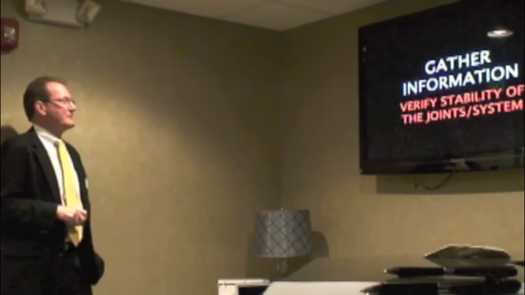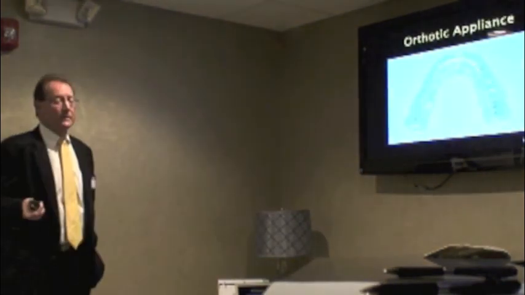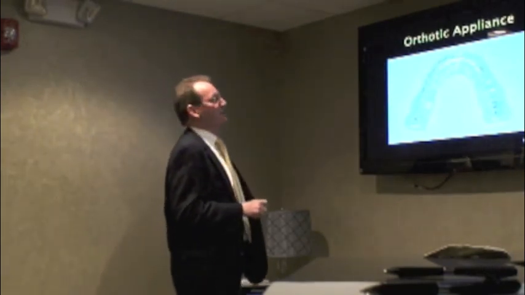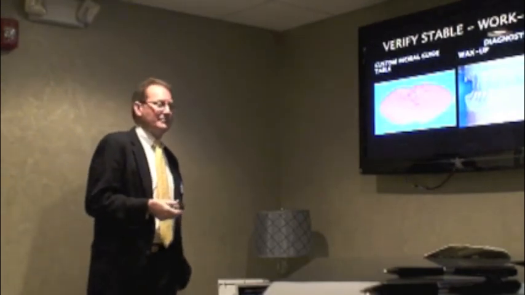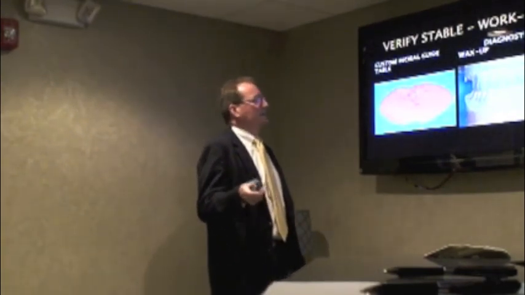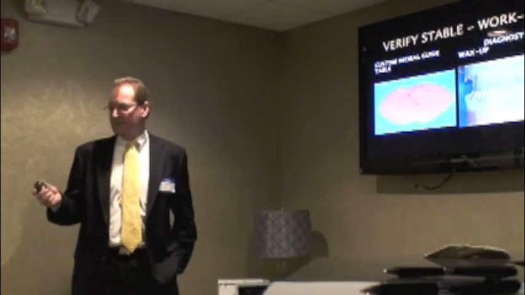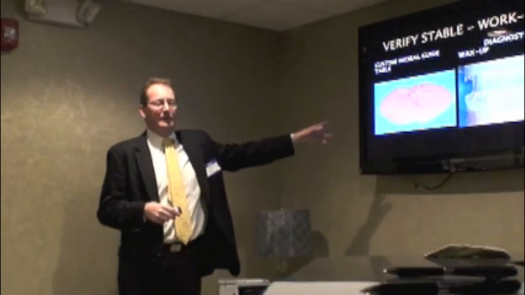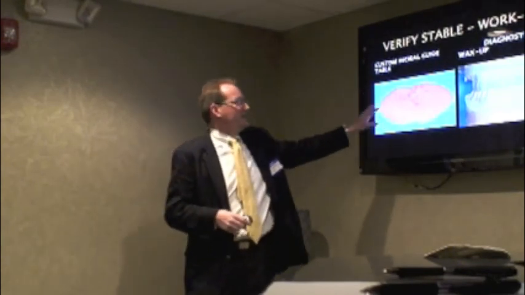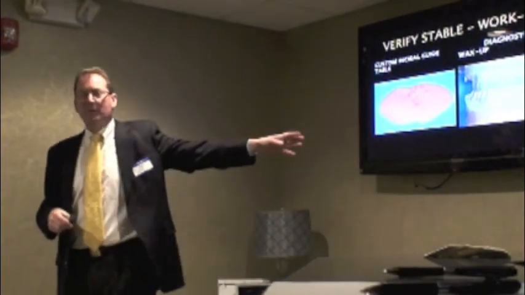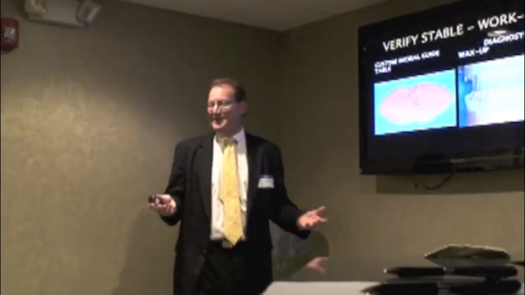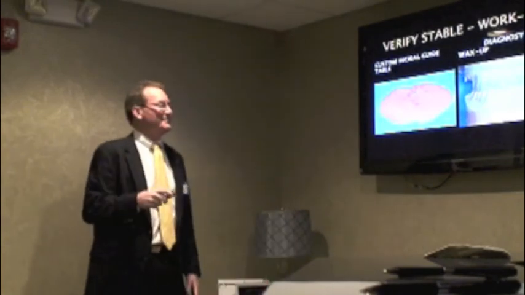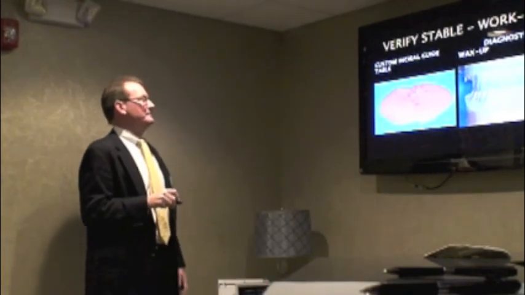So how do you go about restoring somebody like this? You have to gather information. You have to verify stability of the system. Again, an orthotic appliance is great. Have them wear it. If they wear it for any length of time and you adjust the bite on the orthotic, ideally you'll see worn grooves in there, and you can take that and make a custom incisal guide table on an articulator with their orthotic appliance, because all the condylar guidance is in the orthotic appliance. They've worn it in. You can do a diagnostic wax-up.